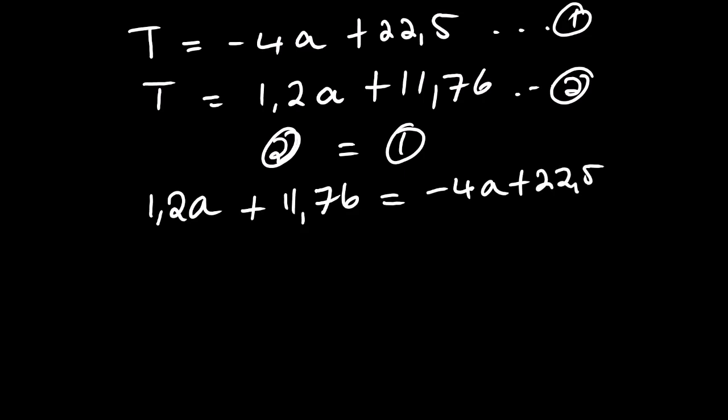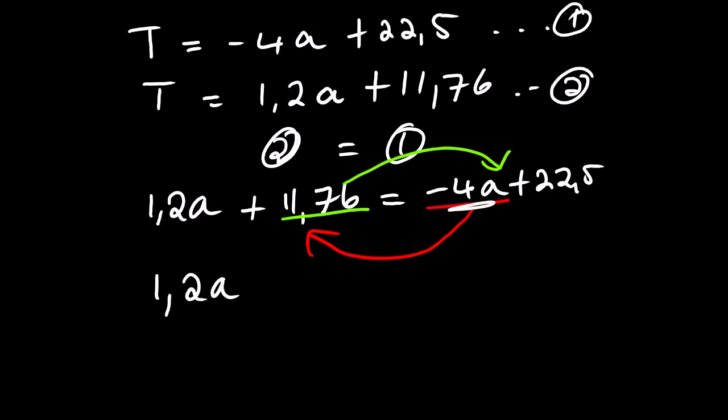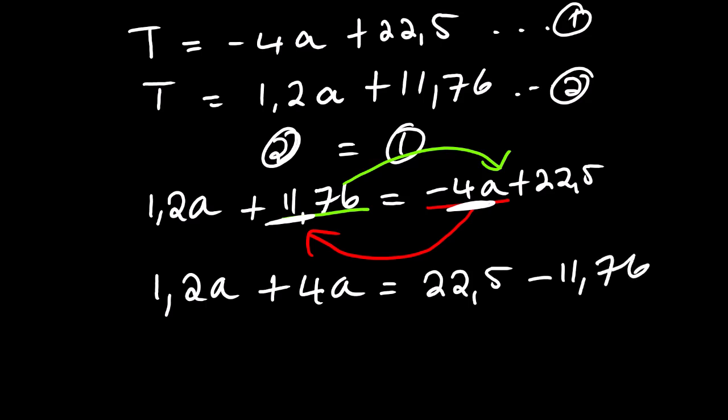And then we need to simplify. We take all the terms with a variable to one side, the terms without a variable to the other side. So we are going to have 1.2a, since it's negative 4a on this side, it becomes positive 4a, is equal to 22.5, since it's positive 11.76, it becomes negative 11.76. Negative 11.76 plus 22.5, the answer is 10.74. 1.2a plus 4a is equal to 5.2a.